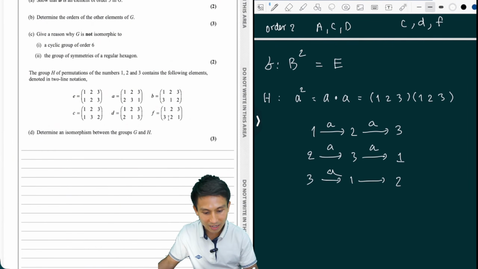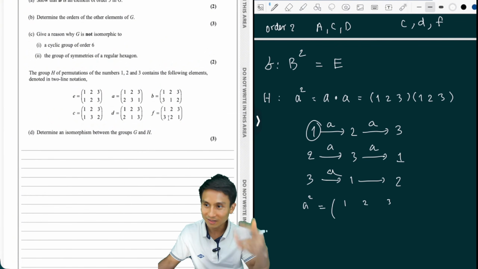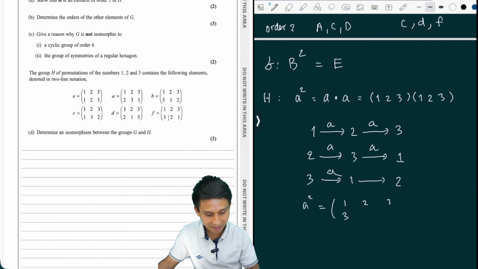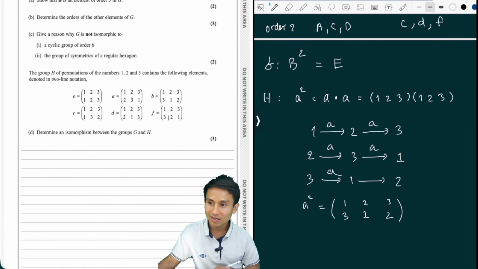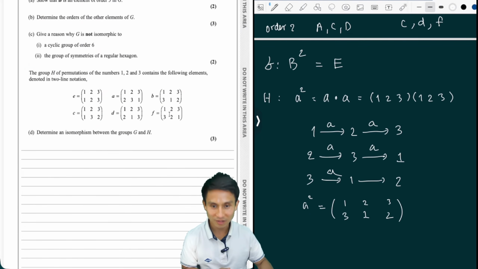It means that I can write this A squared in the two-line notation here as well. 1, 2, 3. Now 1 gives me 3, right? So you go from 1, you get 3 by applying the A and the A there. You went from 2, you got 1. You went from 3, you got 2. Isn't this the same as one of them, maybe?